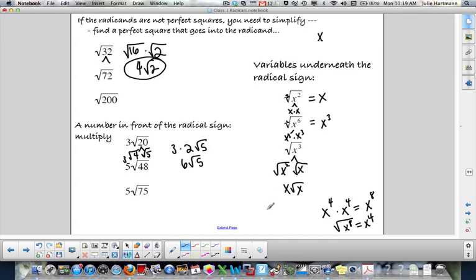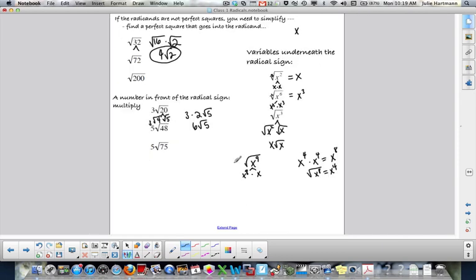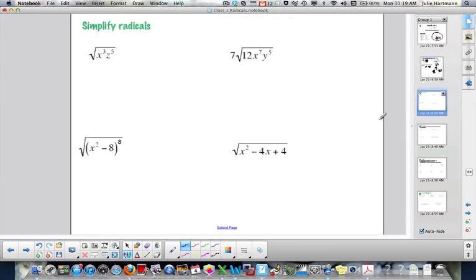Okay, so another example where it's, say, x to the 9th. We would break that down, x to the 8th times x. Okay, you break it down to the next even number. Square root of x to the 8th is x to the 4th, root x. Okay, so we'll do some more examples.